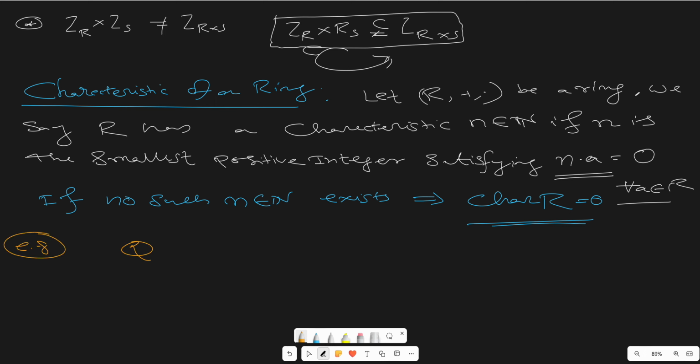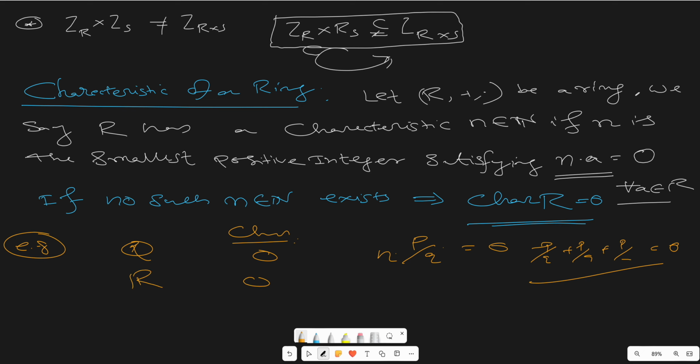Now come to the example. Suppose you have Q. What is the characteristic of it? Can you find any natural number n such that n times p by q gives you 0, except n equal to 0? No. So the characteristic is 0. Similarly for R, this is 0. Similarly for C, this is 0. You cannot find any positive integer n such that this is satisfied.